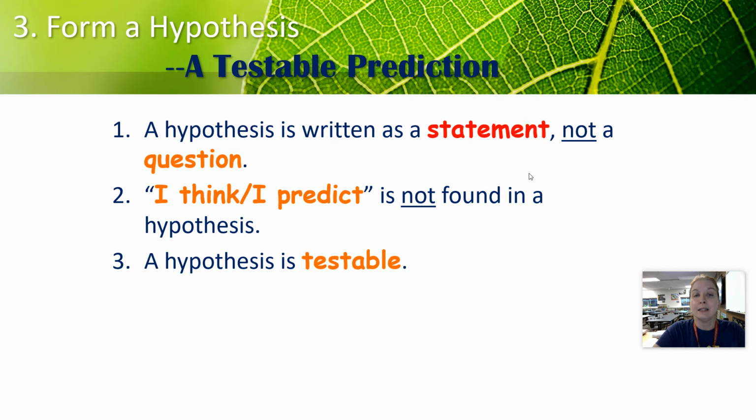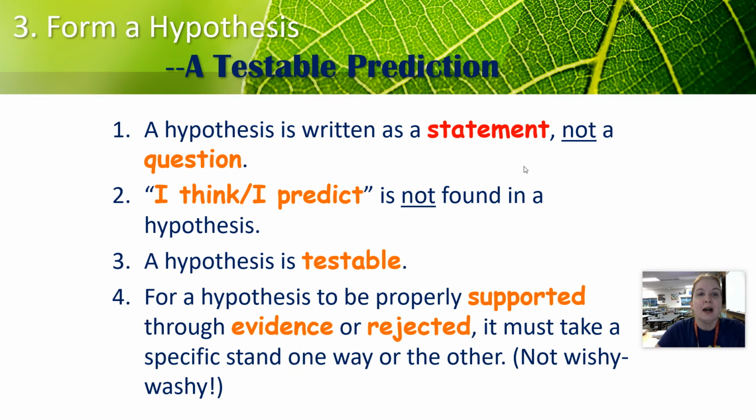A hypothesis is testable. You can't say, I hypothesize that I could fly on a unicorn over the mountains in Mars. We can't really test that with current funding, and access to unicorns. So not really testable. And then a hypothesis has to be properly supported through evidence or rejected. Those are your 2 options. You can support or reject a hypothesis. You don't get a hypothesis wrong. It is supported or it is rejected. It has to take a specific stance. You can't say, it's this or it's that. So these are our 4 descriptors for what makes a good hypothesis.